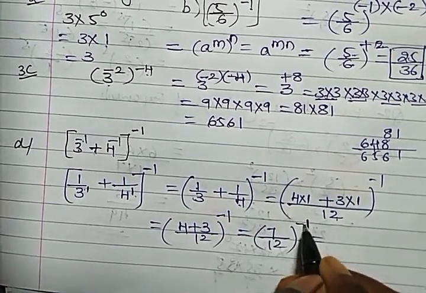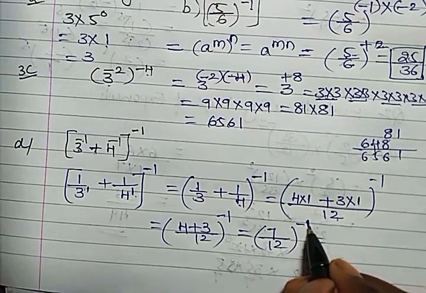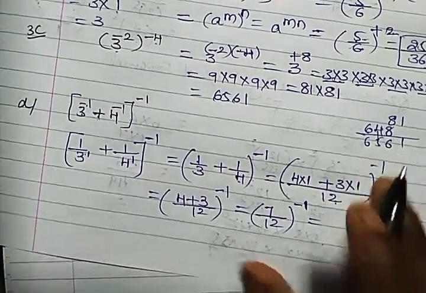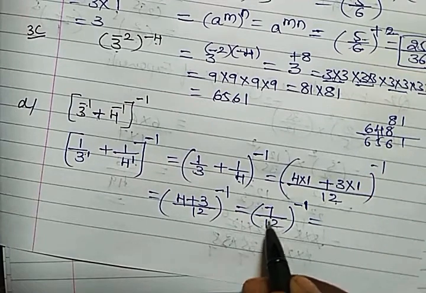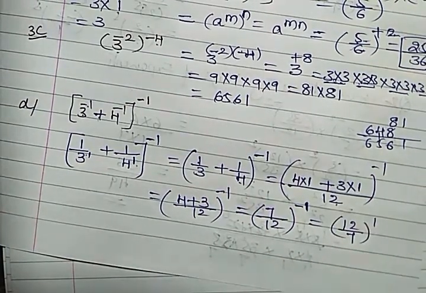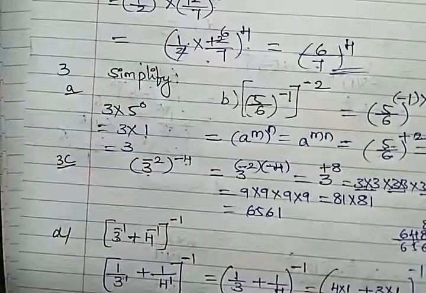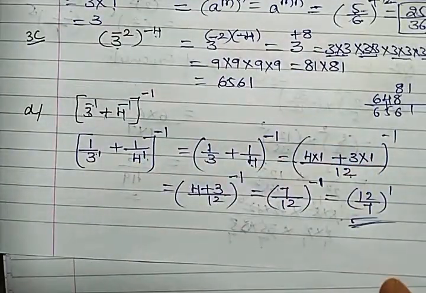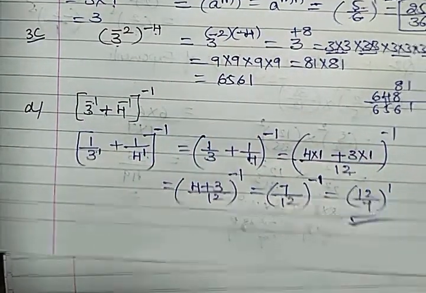Now the power is minus 1. So to make it plus, we simply reverse the order: 12 by 7 power 1. So this is the final answer of 3D. So that's about question number 3. We'll go to question number 4.